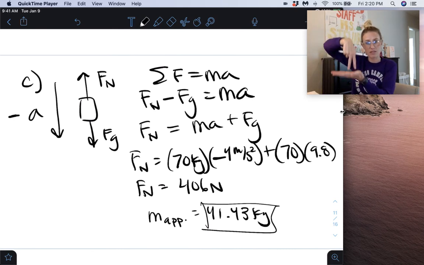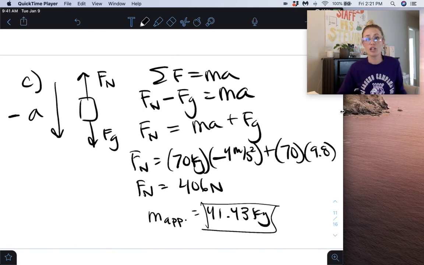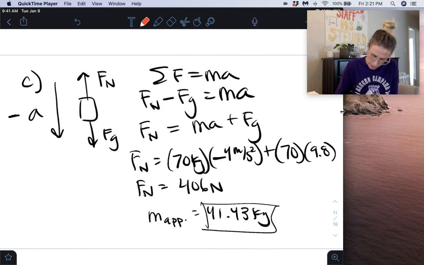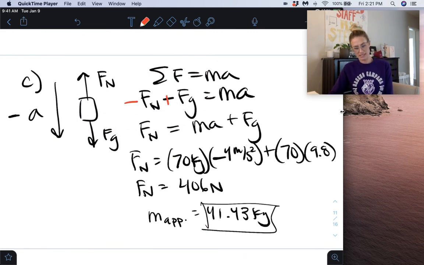Remember, that floor is almost falling out from under you, so it's not pushing on you as much, and therefore you don't feel as heavy as you normally do. Now again, I called down negative this time. You could also call down positive because that's the direction of acceleration, but if you did that, that would make your normal force negative and your force of gravity positive, and then your acceleration would be positive. So you would get the same number if you did that. It works both ways, remember, as long as you keep your signs consistent.